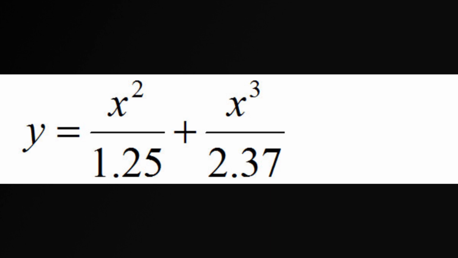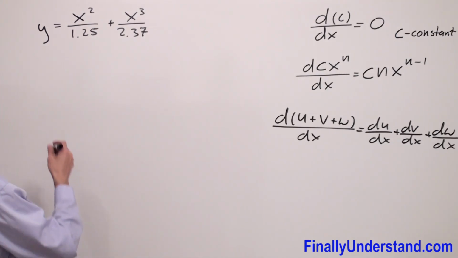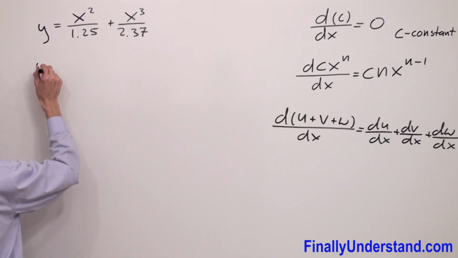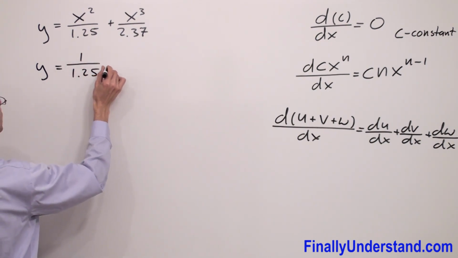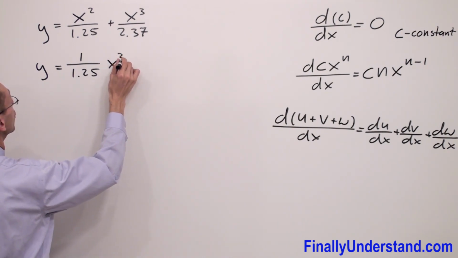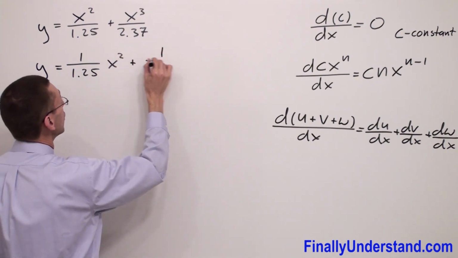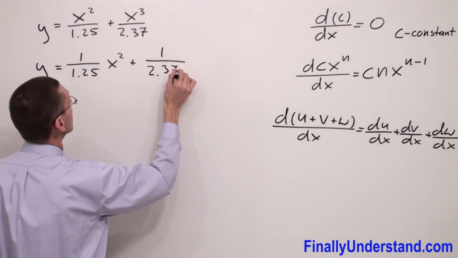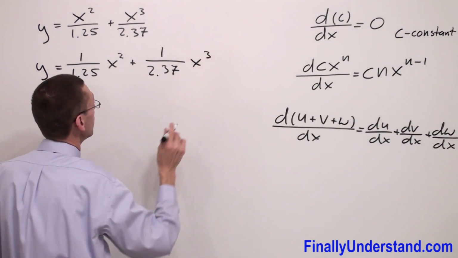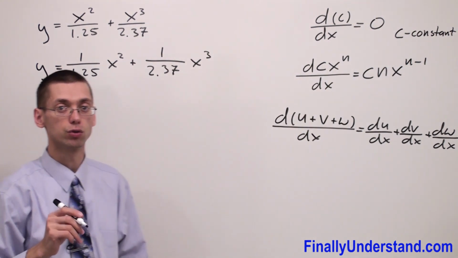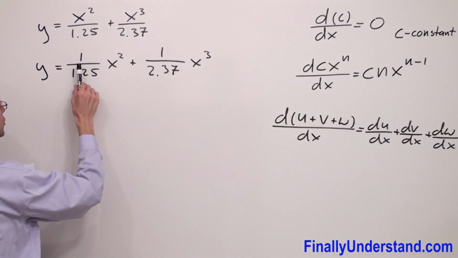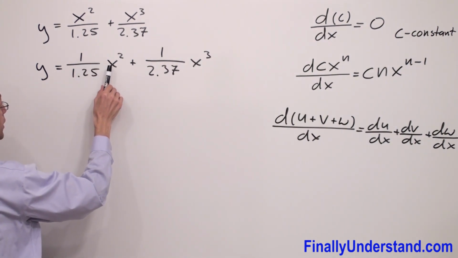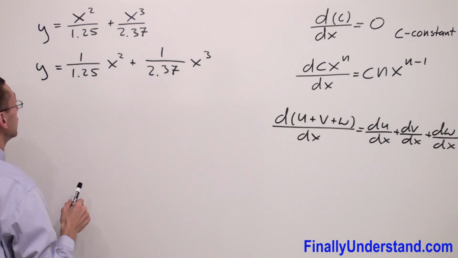We have another example on the board. The very first thing which I'm going to do is rewrite this problem. So let's take a look at what we have over here. We have y equals 1 over 1.25 x squared plus 1 over 2.37 x cubed. I made this just to make sure that some of you are going to see the difference between the constant and the variable.